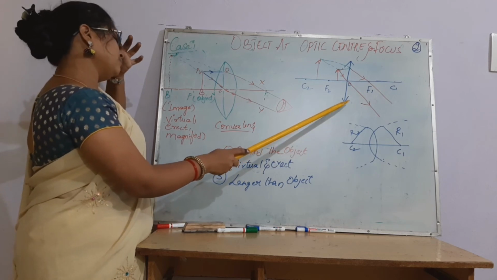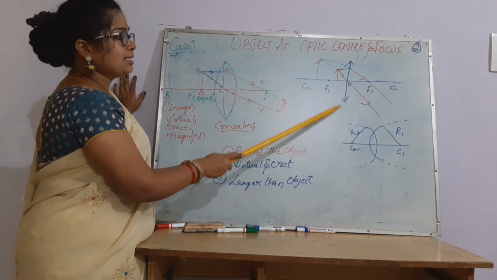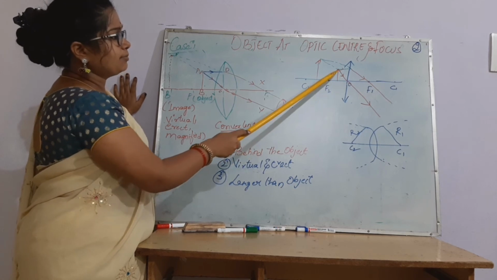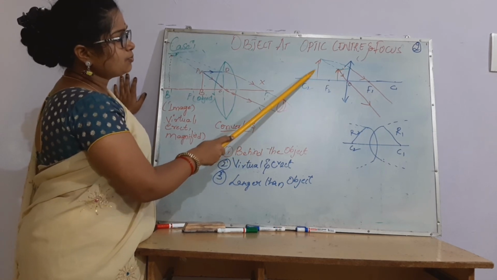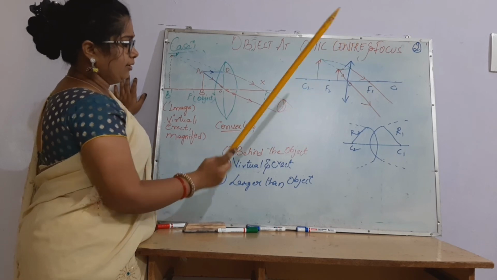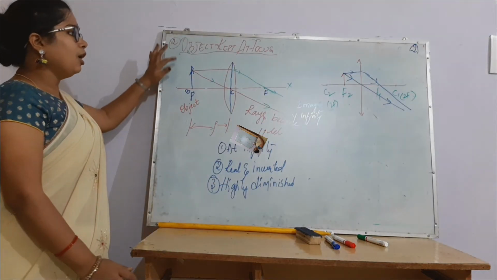This is what? Convex lens. Between optic center and F it is kept, and here the image is formed and it is magnified, larger than the object kept at focus.